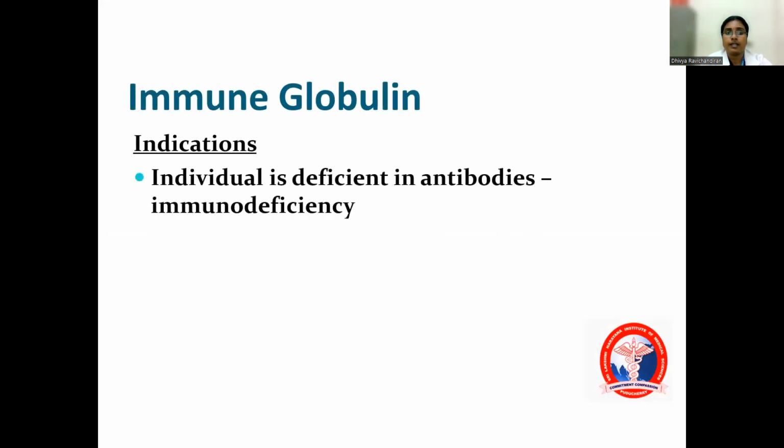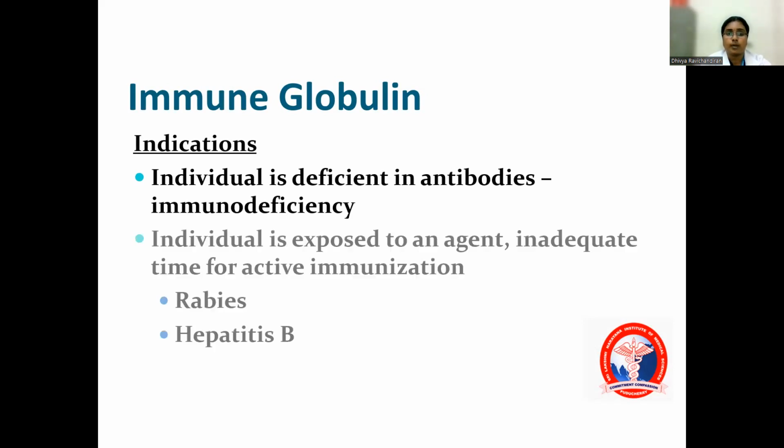Immunoglobulins. The indications of immunoglobulins are: they're given to individuals who are deficient in antibodies, like immunodeficiency patients, and to individuals exposed to an antigen with inadequate time for active immunization. For example, in rabies and hepatitis B, we will be giving immunoglobulins.